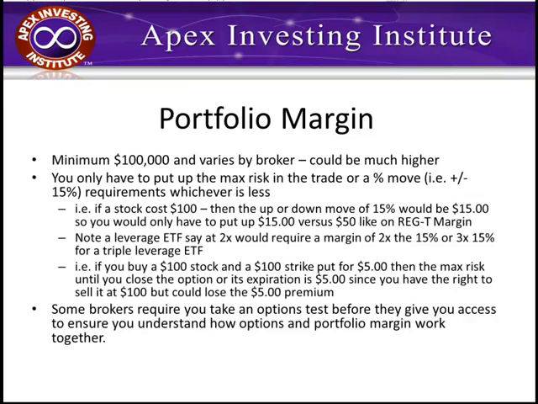Now, leveraged ETFs, like the ultra longs and shorts we talked about, can require a margin of 2 times the 15%, or 3 times the 15% for a triple leveraged ETF. So they require more margin on portfolio margining.